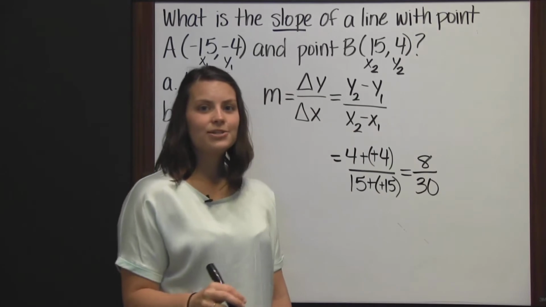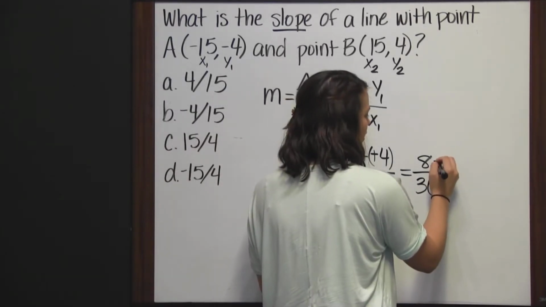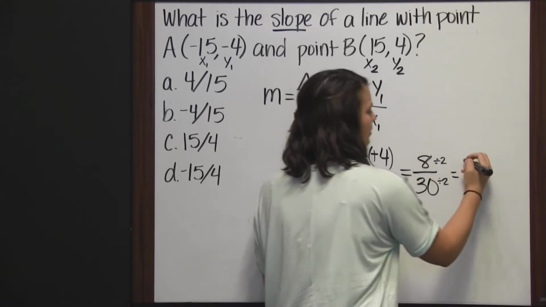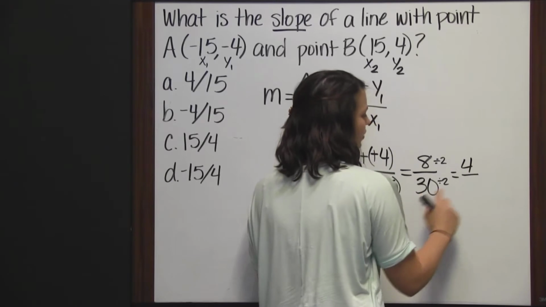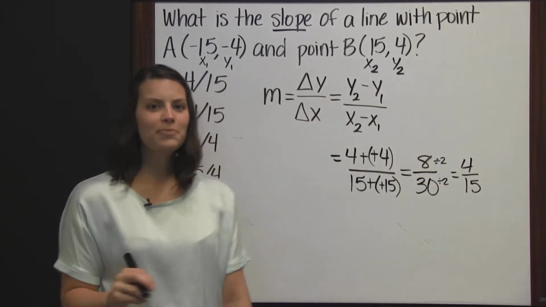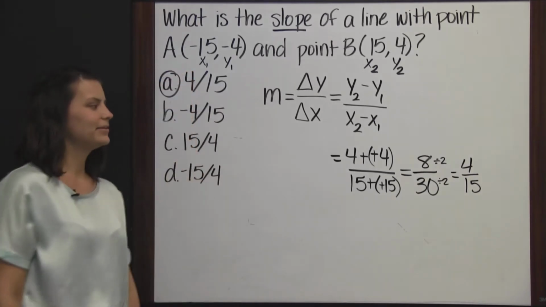Now finally we need to simplify our fraction. So we can divide both the numerator and the denominator by 2. 8 divided by 2 is 4, and 30 divided by 2 is 15. So that means that our slope is 4/15, which is answer choice A.